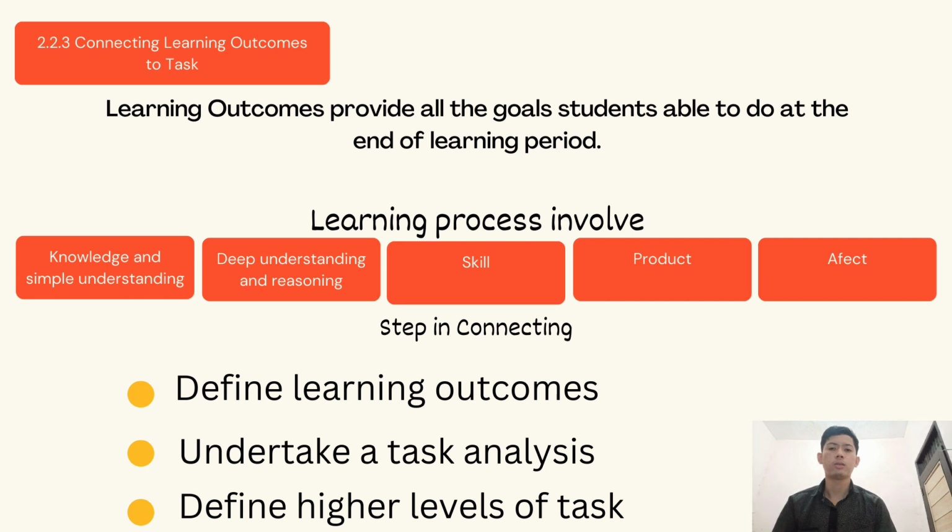And according to Sheng also, there are steps in connecting learning outcomes to tasks. The first step is to define the learning outcome itself, so that all the activities are directed in order to achieve the learning outcomes.